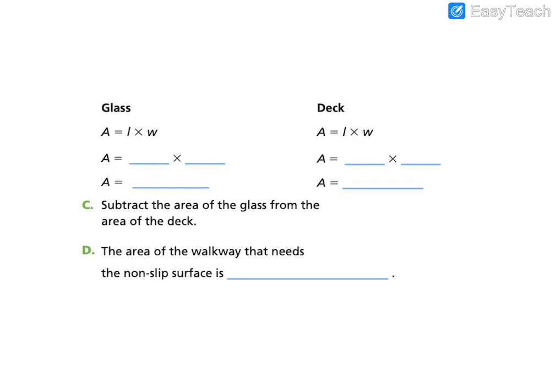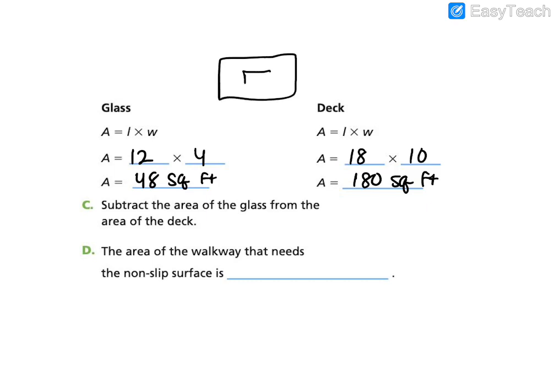All right, so let's start by finding the area of the glass. Our length is 12 feet. Our width is 4 feet. So our area is 48 square feet. Our deck is 18 feet by 10 feet. So the area is 180 square feet. We know we need to subtract the glass because we're taking it away from the entirety of the boat so that we're just left with the deck. Okay, so we have 180 minus 48.